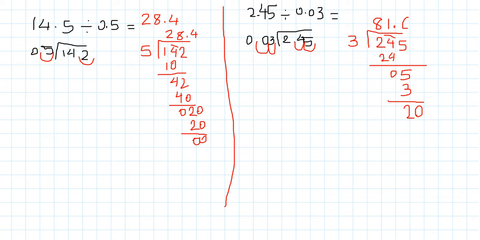Now I ask how many 3 are there in 20. Say 6 times 3 is 18. Now 2 down, and again continue with 0. So you see we can continue it by 6 6 6 6 6. So my answer is 81.6, and this is a recurring number, it repeats.